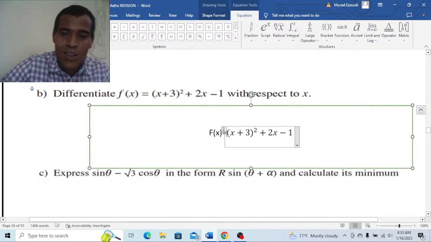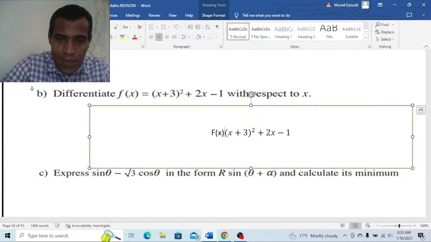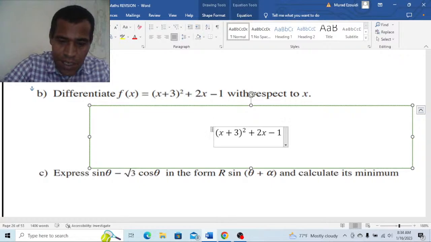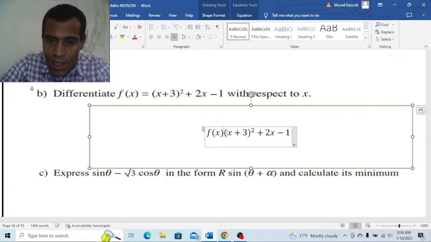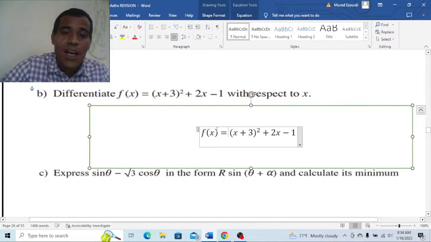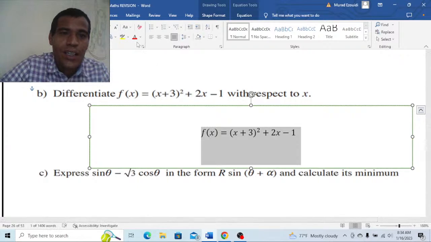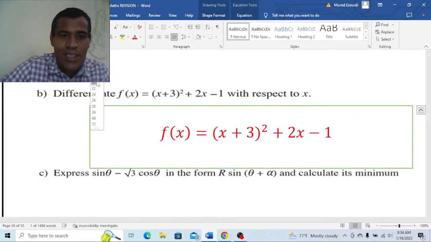I'm going to find the gradient function, which means the first derivative of the function. I'll just write f dash of x is equal to, and this is my function, learners. I will make it bigger so you can see it.